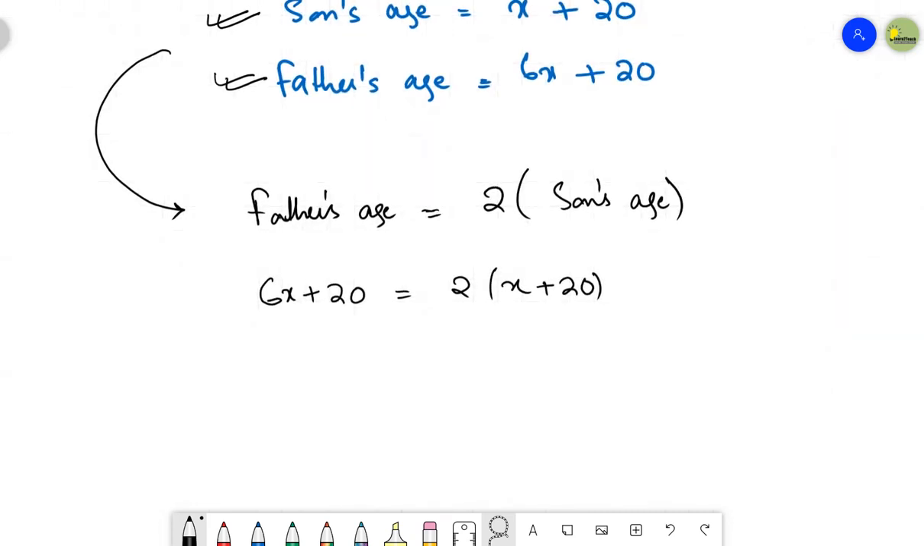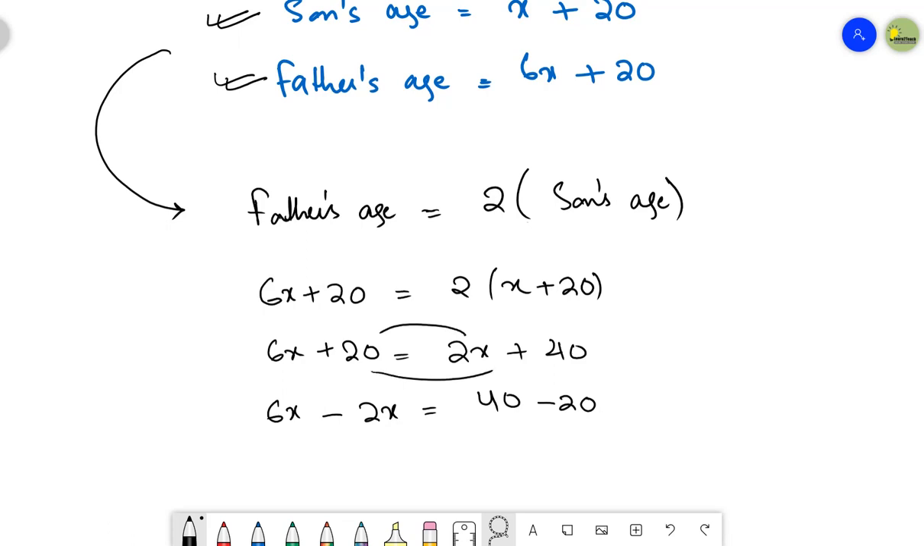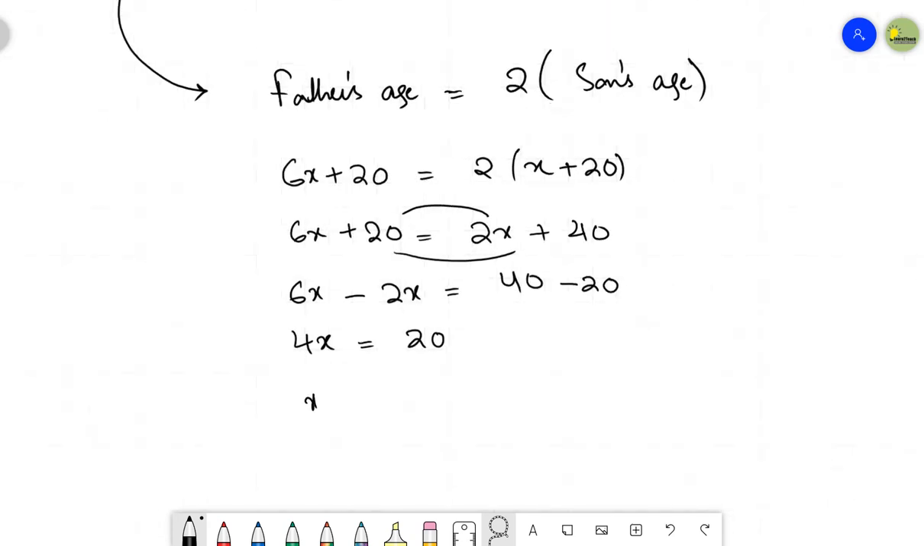Now let's solve this equation to get the age of the son. 6x plus 20 equals 2x plus 40. Now 6x minus 2x equals 40 minus 20. I have shifted this 2x over here and this 20 over there. So now it will be 4x equals 20. After that, the value of x will be calculated by dividing 20 by 4. So 4 ones are 4, 4 fives are 20.